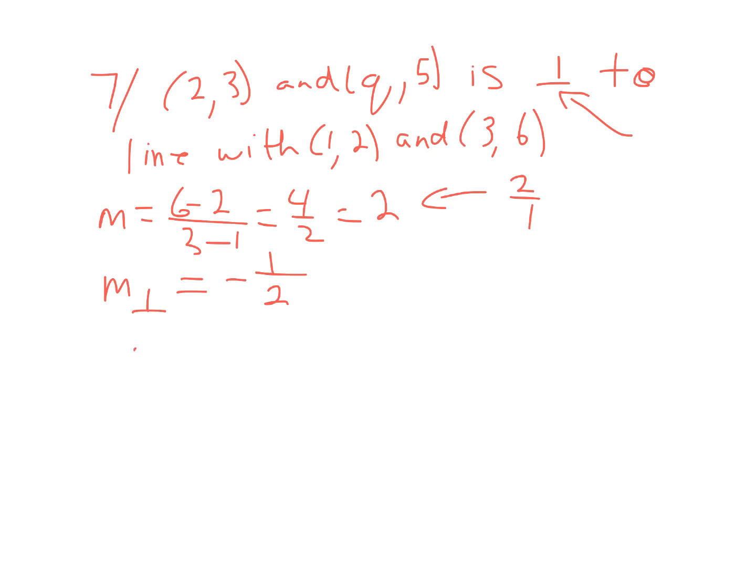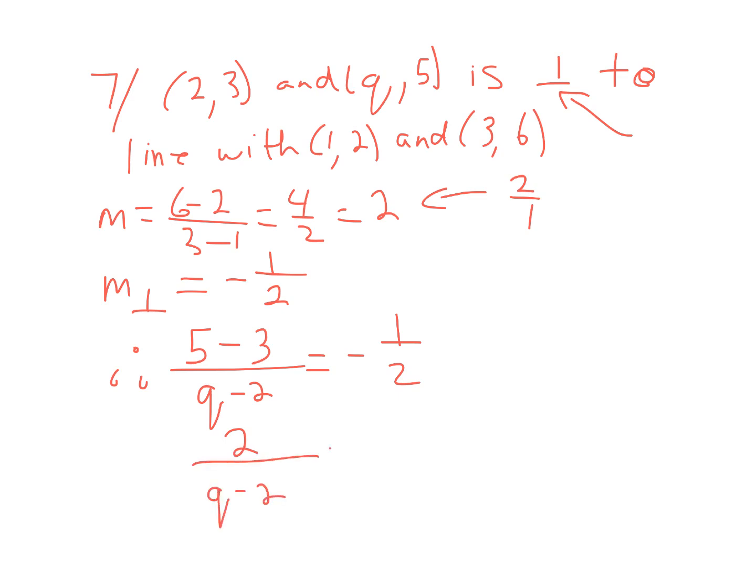So we could do it this way. We could say, therefore, if we take those 2 points at the top, 5 minus 3 over 2 minus 2, we know that it has to come to negative 1 over 2, right? And so 5 minus 3 is 2, and then we have 2 minus 2 on the bottom, and it has to equal negative 1 over 2. So one way to handle this would be to cross multiply.